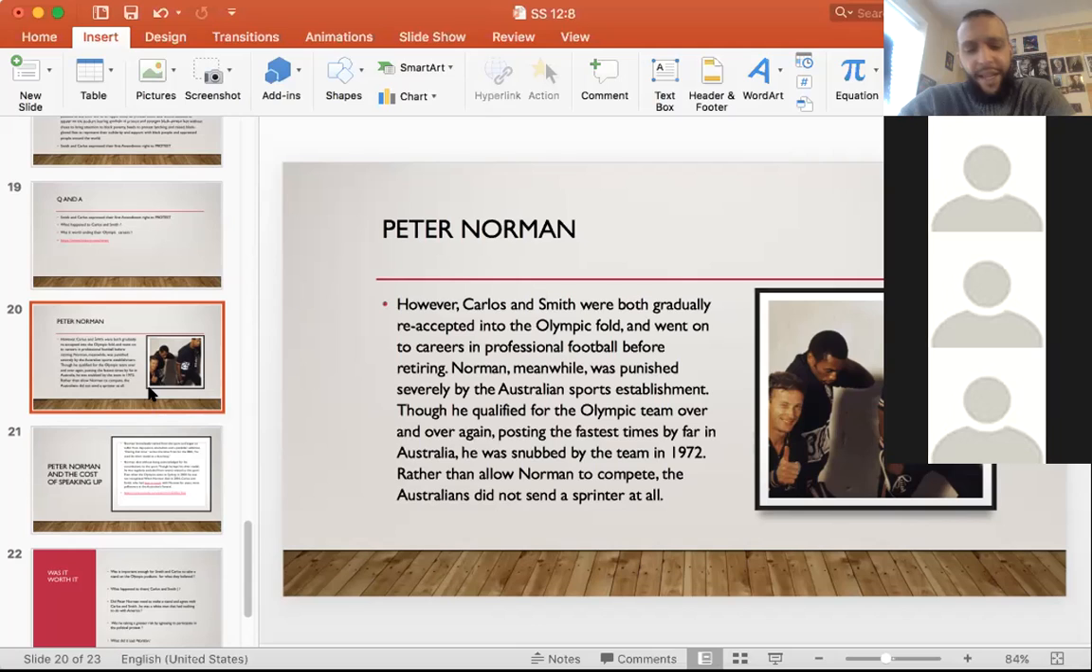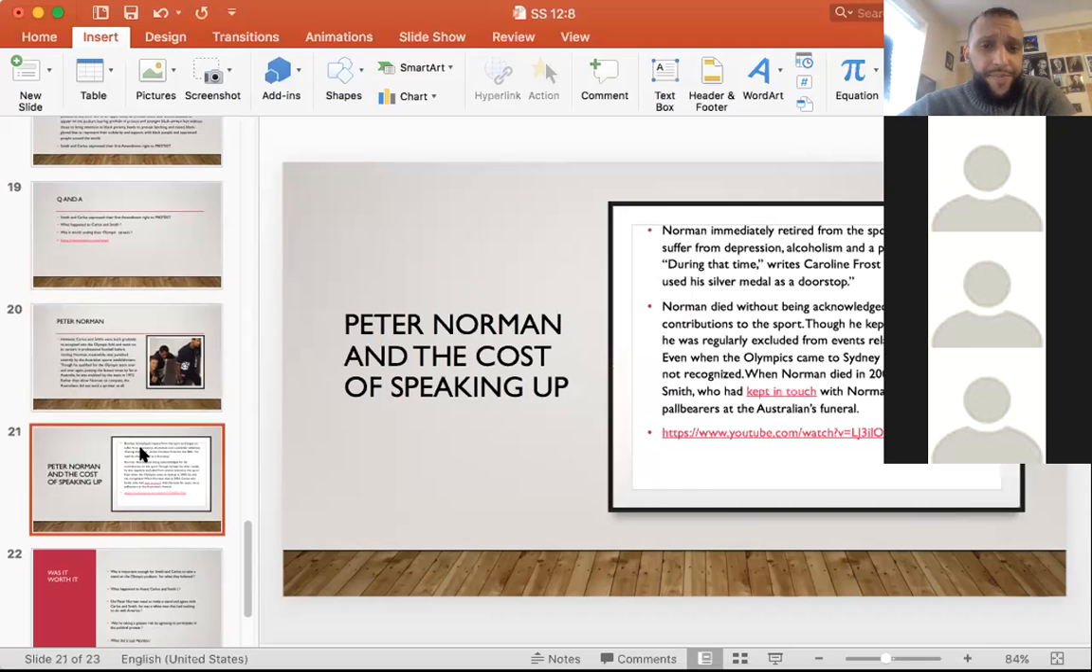And he fell into some painkiller and drug addictions later on in his life. He never really got the chance to win Olympic gold. So Peter Norman immediately retired from the sport and began to suffer from depression, alcoholism, and a painkiller addiction. He used the actual silver medal that he won that day as a doorstop for his door. Unfortunately, he died without being acknowledged for his contributions to the sport. Though he kept his silver medal, he was regularly excluded from events related to the sport. Even when the Olympics came to Australia in Sydney in 2000, he was not recognized.